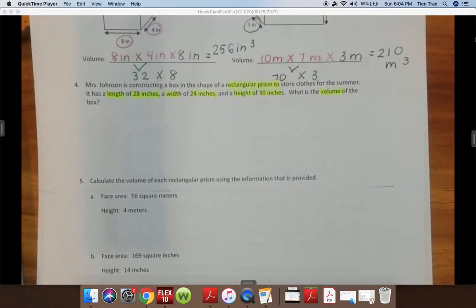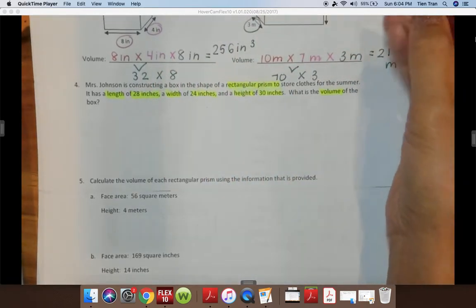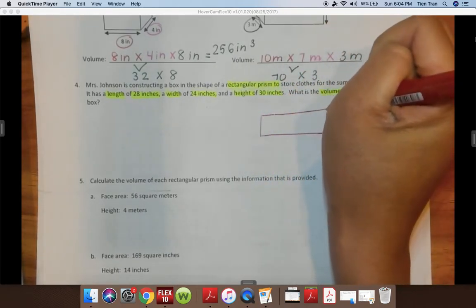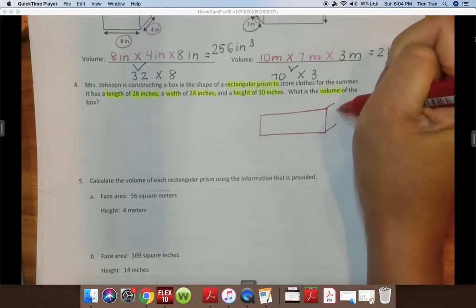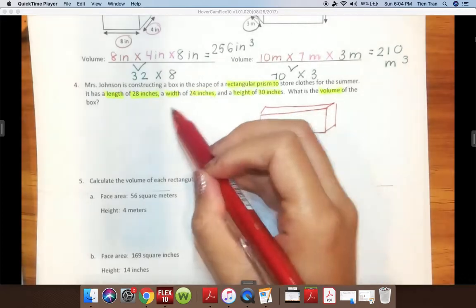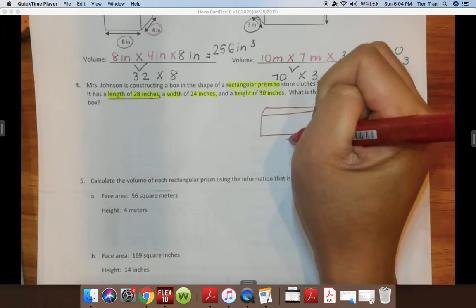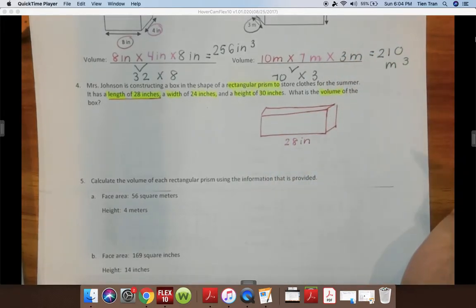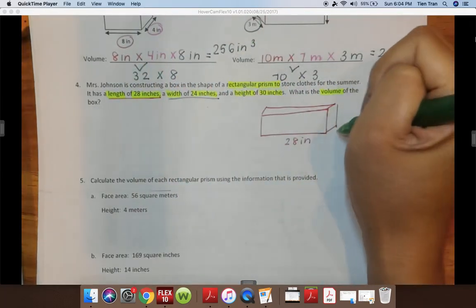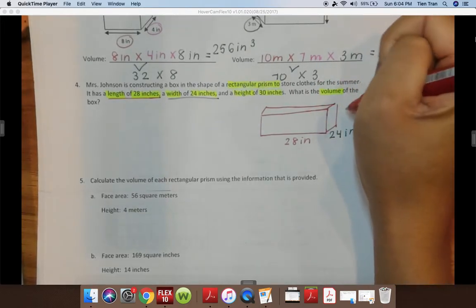So I'm picturing a lady, Mrs. Johnson. She's making a box. Constructing means to make or build a box in the shape of a rectangular prism. So like before, I'm going to draw my rectangular prism. And I know that the length, or how long it is, is going to be 28 inches. And I also know that the width, or how wide this box is, is going to be 24 inches. And then the height is 30 inches.